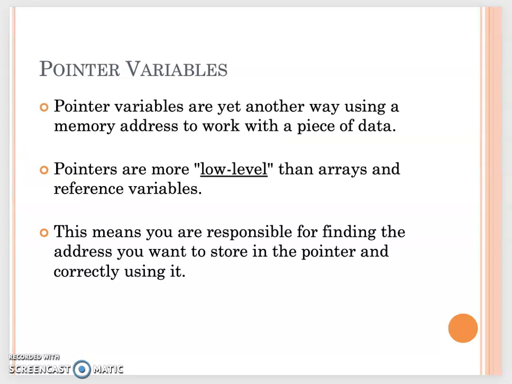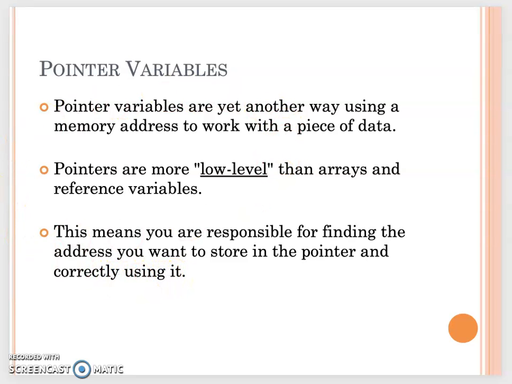What does that mean? We see here, a pointer variable is another way of using the memory address, so we can work with that. Because sometimes we don't only want the value of a variable, we want the memory location. That's why pointers are more low level than arrays and reference variables. That means you are responsible for finding the address you want to store in the pointer and how you will use it.